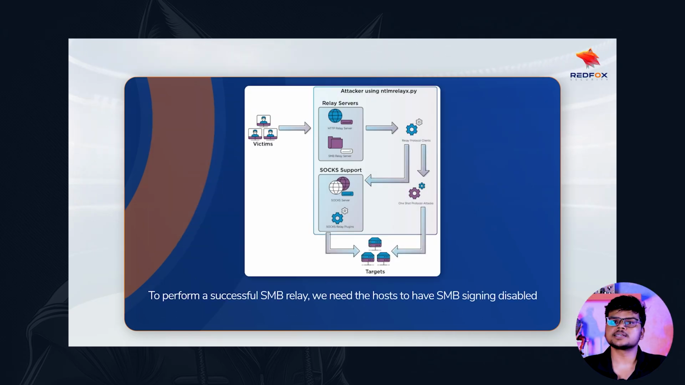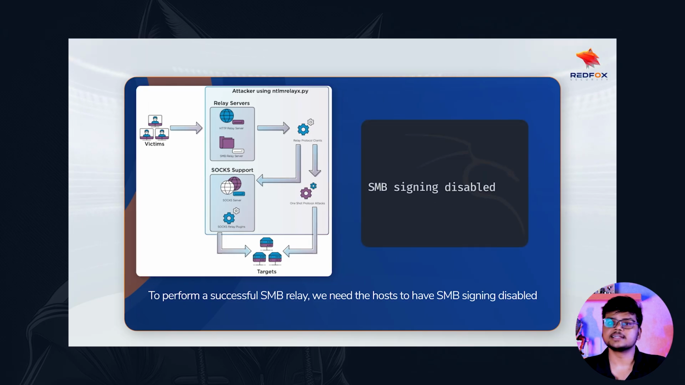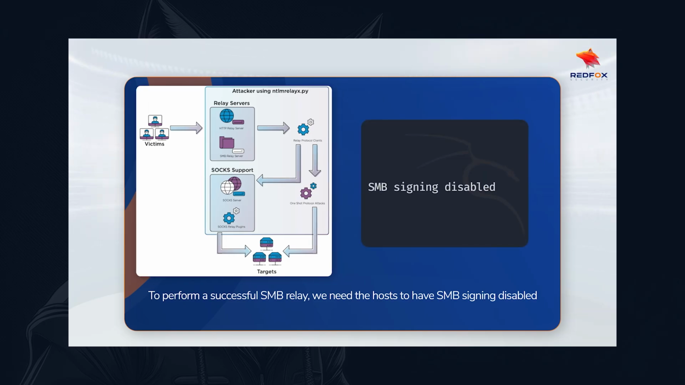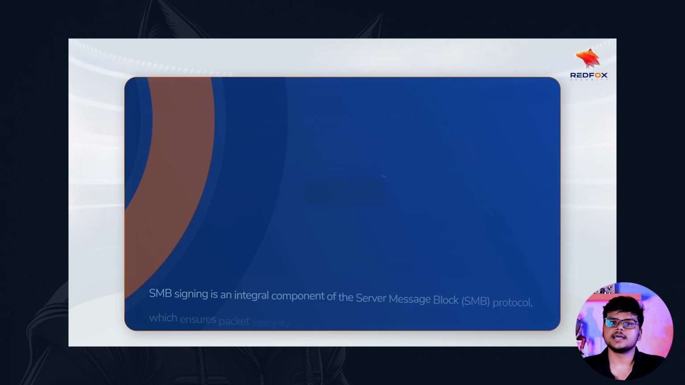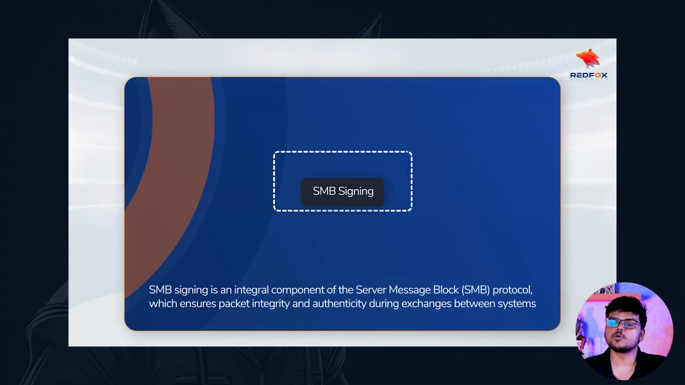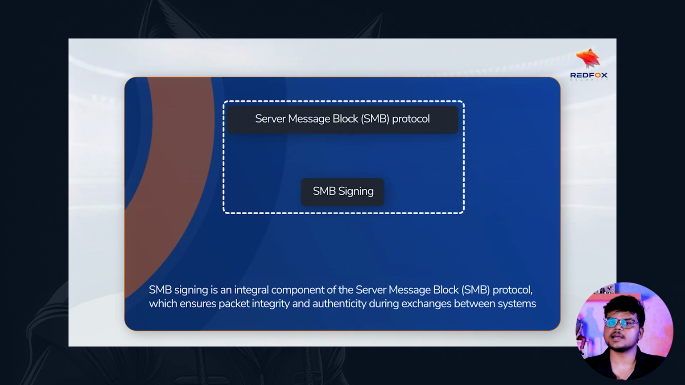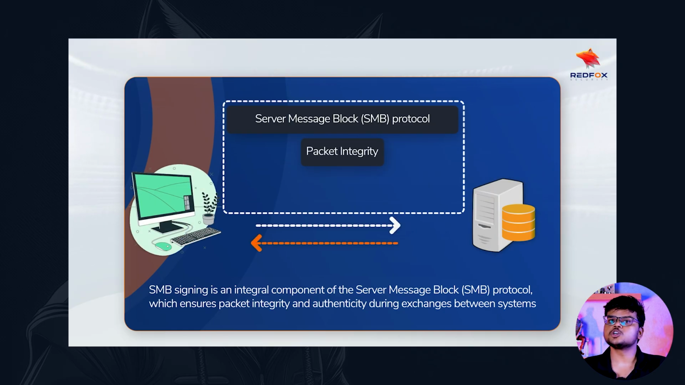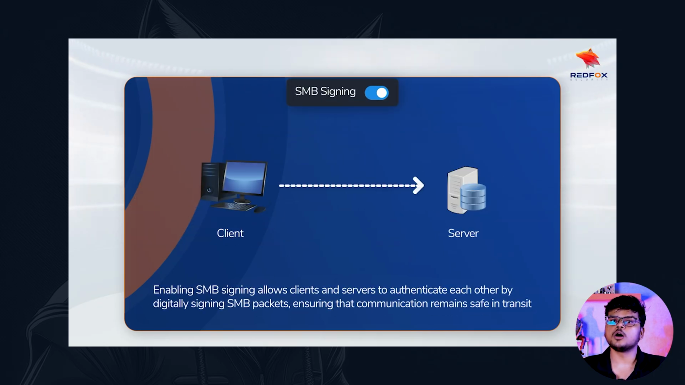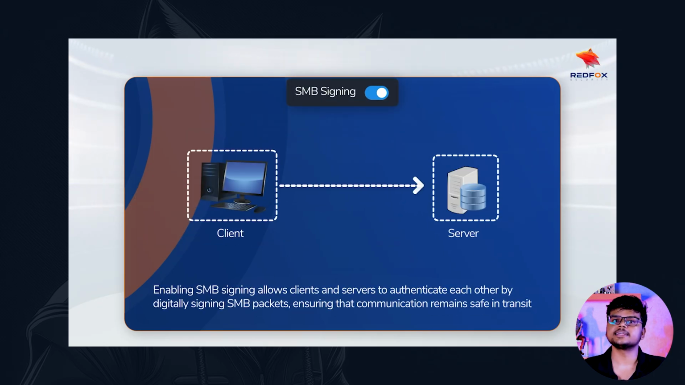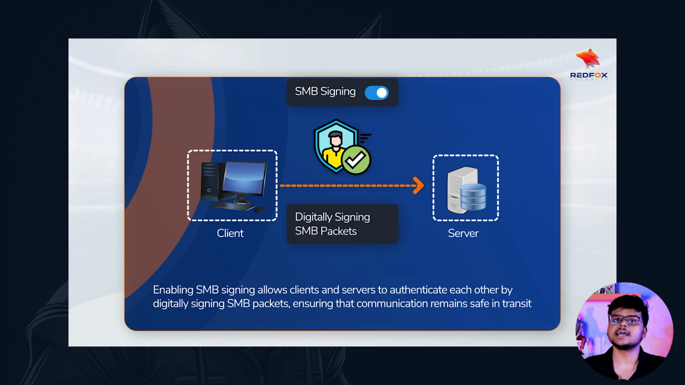To perform a successful SMB relay, we need the host to have SMB signing disabled. SMB signing is an integral component of the Server Message Block (SMB) protocol, which ensures packet integrity and authenticity during exchanges between systems. Enabling SMB signing allows clients and servers to authenticate each other by digitally signing SMB packets, ensuring the communication remains safe in transit.